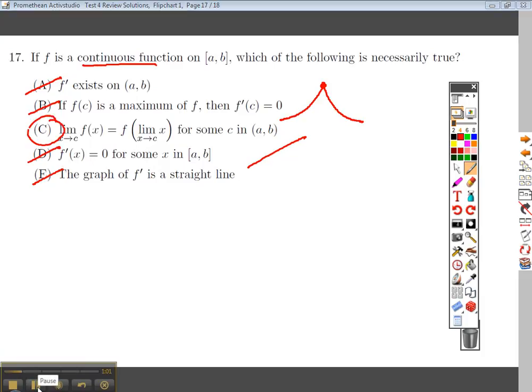Well, what does this mean? This is basically saying that to evaluate the limit, it's just like plugging into x, which makes sense because it's continuous, so there are no holes. So evaluating a limit is the same thing as plugging the limit in for x, which is correct.